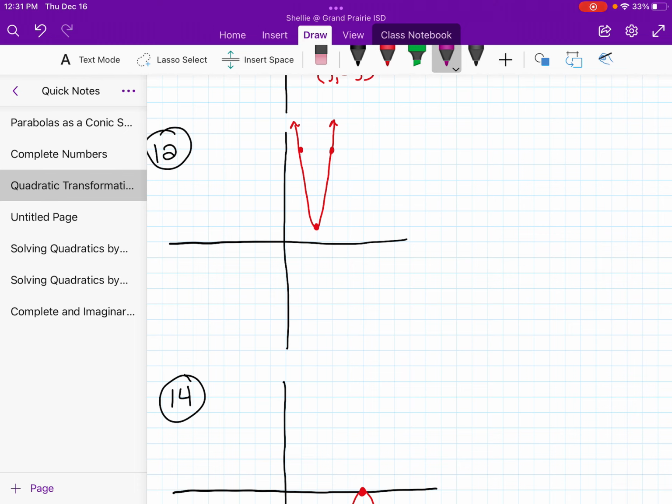Okay, so let's look at number 12. You can see where the vertex is, so go ahead and put the vertex in your equation. Okay, so my vertex here is at 2, 1. So to get that, I need to go right 2, and I need to go up 1. Now I just need to see if there's a stretch or compress.